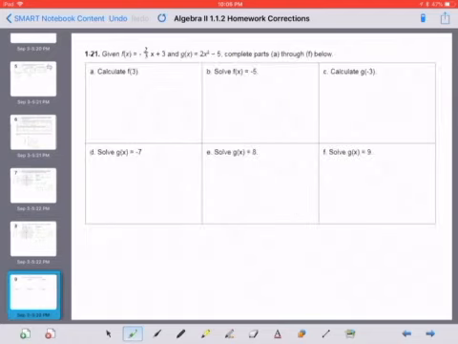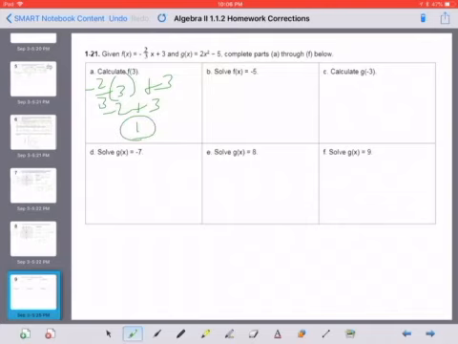This problem, there was part of it missing on your homework paper, so you want to make sure that you know that f of x was -2/3 x plus 3, and g of x was 2x squared minus 5. So we're going to just plug in for the first one. So we're going to do -2/3 times 3 plus 3. So we get -2 plus 3, which is 1.